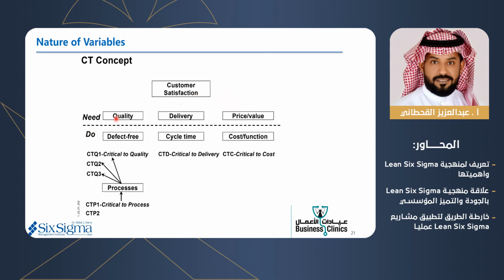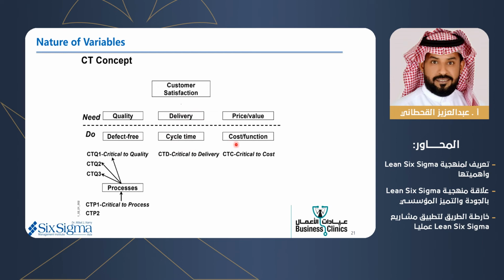So in quality, if you have an issue of quality and you are not meeting customer satisfaction, then you need to be defect free. You need to reduce the defects. You need to improve your quality in order to meet the customer satisfaction. For example, if you have a delivery issue, let's say you are taking a long time to deliver, here you're going to do a cycle time reduction. You have to reduce the time in order to deliver as per the target.